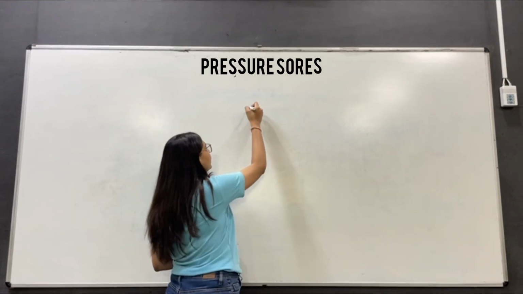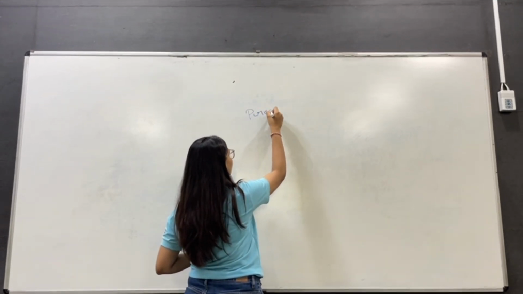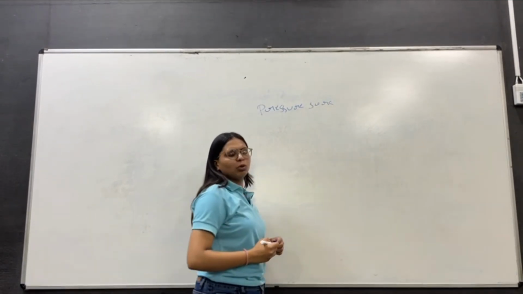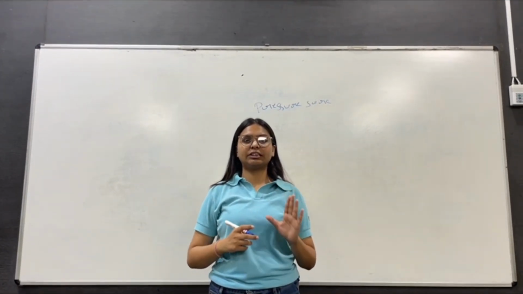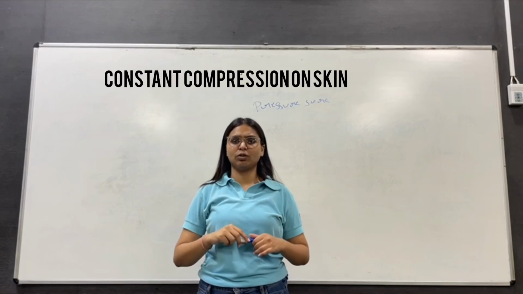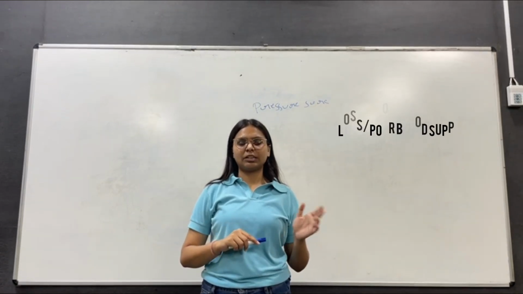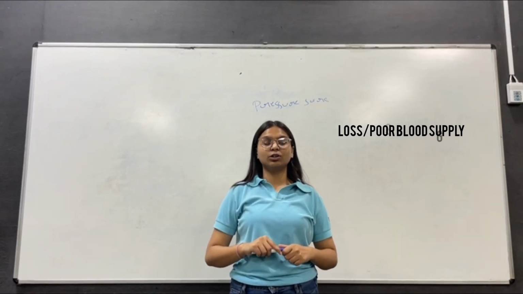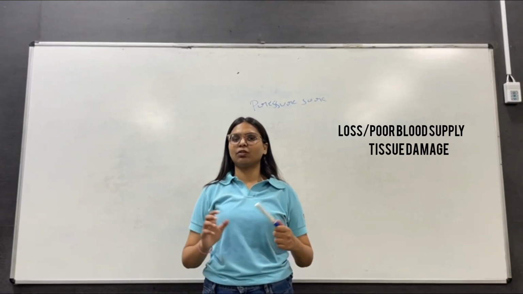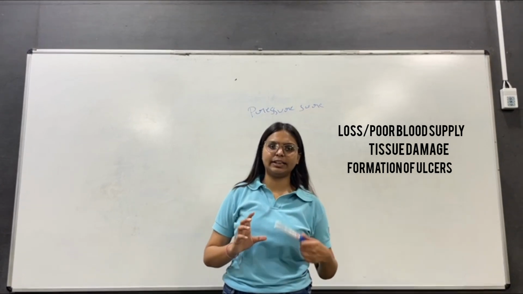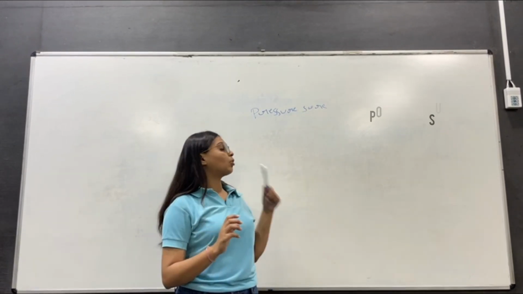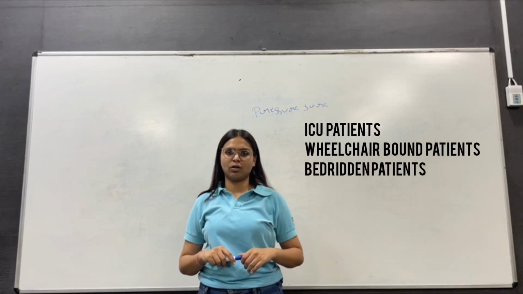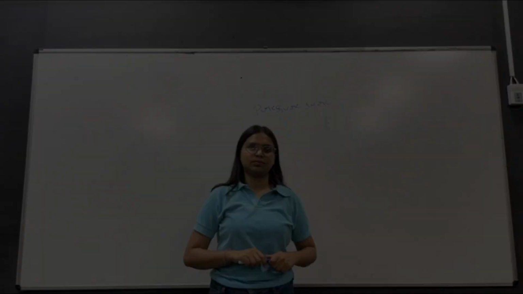Pressure sores are commonly known as decubitus sores also. Mostly pressure sores occur due to constant compression on one part of the body or the skin of the body. Pressure sores lead to loss of blood supply or poor blood supply to the part. This also leads to tissue damage, and there will be formation of an ulcer in that area. Pressure sores commonly occur in ICU patients, wheelchair bound patients, or bedridden patients.